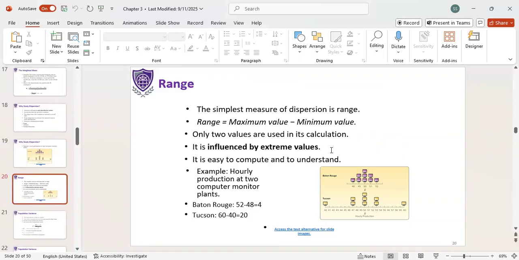And if you remember, the mean was influenced by extreme values. Range, as a measure of dispersion, is influenced by extreme values as well. So for the first one, we have minimum 48, maximum 52. If we subtract, 4 is the range. And then for the second location, we have a maximum of 60 and a minimum of 40, so 20. As you can see, the range of the second location is five times that of the first one.